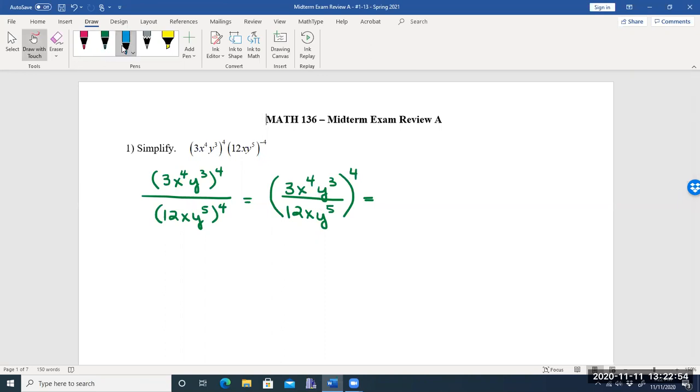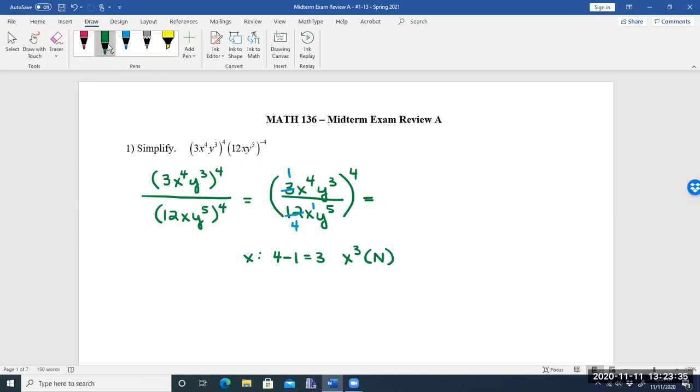I am going to reduce what's inside the parentheses. So 3 and 12 share a common factor of 3, so I can reduce that to 1/4. For the x variable, I am going to take 4 minus 1, because x to the first is what we've got there in the denominator. If we don't see an exponent, it's assumed to be 1. So 4 minus 1 is 3, and I'm going to have an x to the third up in the numerator.